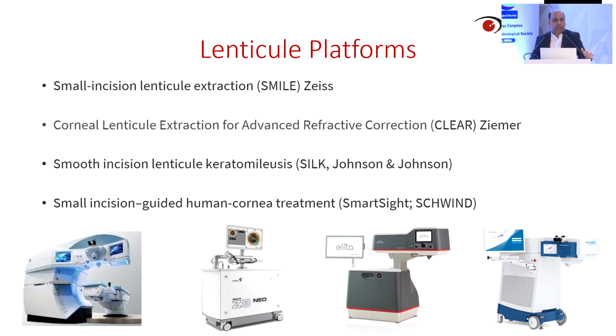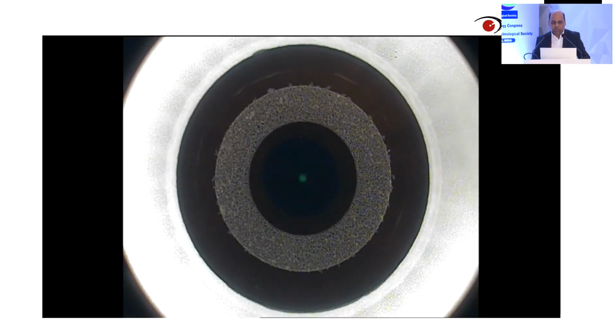These are the 4 platforms available in the market, which do almost exactly the same thing, although the branding and the cost are different. One is from Zeiss, that is SMILE, which we all know. The next is Clear from Zimmer, which stands for Corneal Lenticule Extraction and Advanced Refractive Correction. The third is Silk from J&J, called Smooth Incision Lenticular Keratomileusis. The last is from Schwind, called Small Incision Guided Human Cornea Treatment. So, just a small video of SMILE.